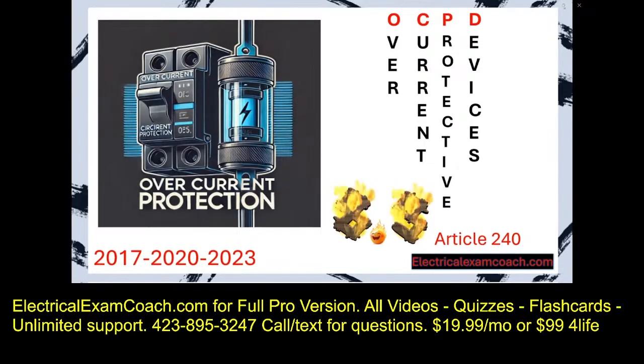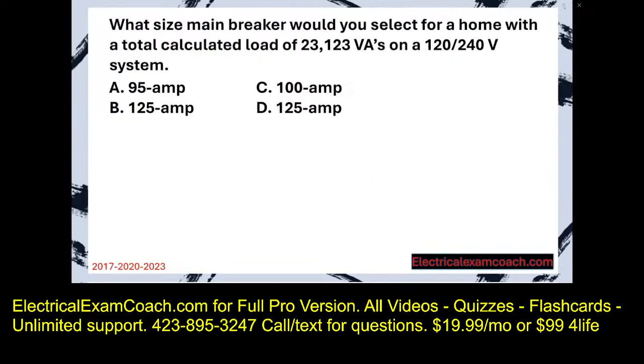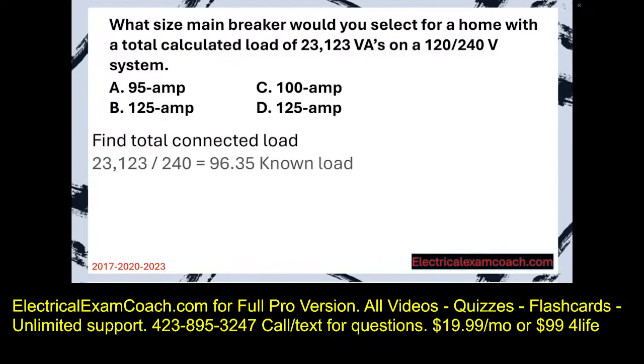Let's get to it. What size main breaker would you select for a home with a total calculated load of 23,123 VAs on a 120/240 volt system? Step 1, find our total connected load. Well, they've already done the load calculation for us, so all we have to do is take our total known VAs and divide it, and that's going to give us our load in amps. And in this case, it's 96.35. We would round down to 96.